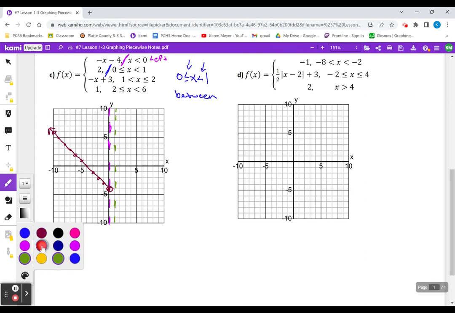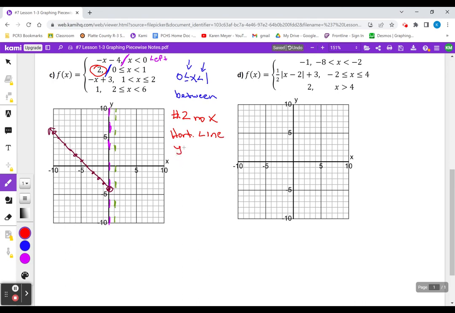Now, the next new thing is, hey, let's look over here on the beginning side. And on the beginning side, we have just the number 2. There's no x. So if you have just a number, then that means it's a horizontal line, not a diagonal line. Okay? So what that means is you go to the y-axis, find the number 2, which is right here, and then you're going to draw a horizontal line between dashed to dashed.